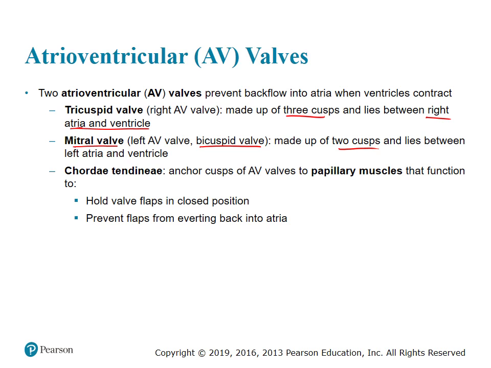Okay. So what attaches to the actual cusp or flap is a connective tissue we call chordae tendineae. Chordae tendineae, which are cords, right? Tendon cords is what that means in Latin. This is Latin text, by the way. So they're attached to the AV valves, both the tricuspid and bicuspid valves. And that cord, tendon cord, is actually attached to the flap and to what we call papillary muscle.